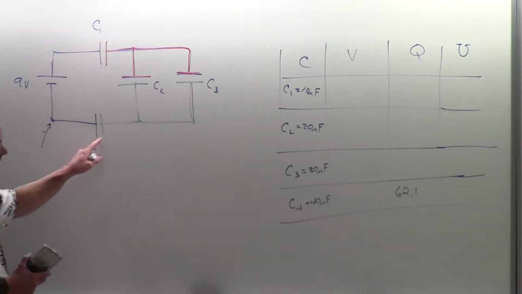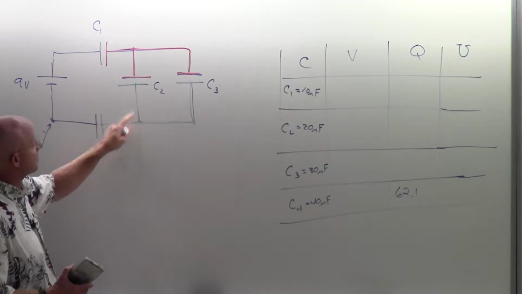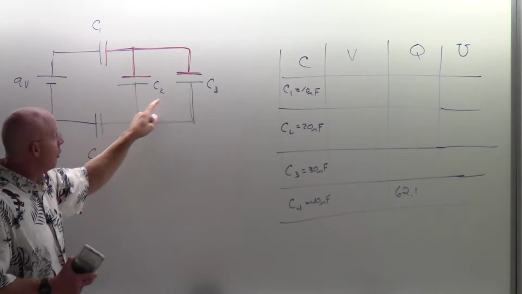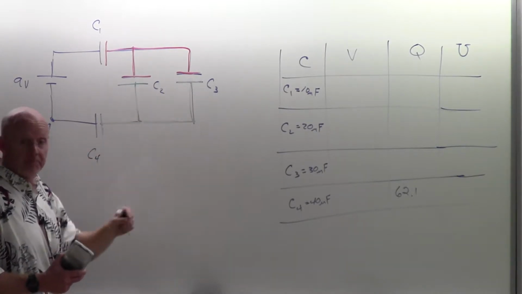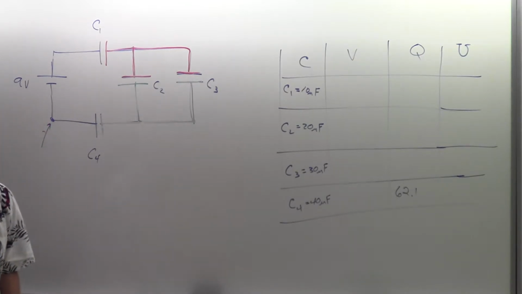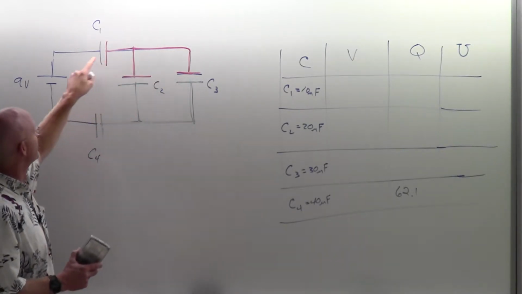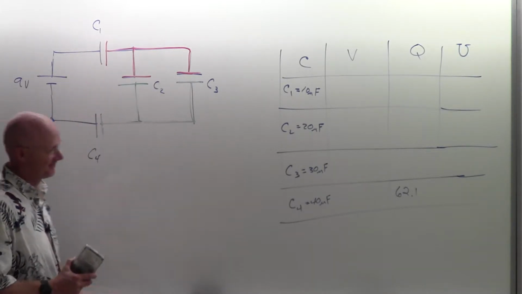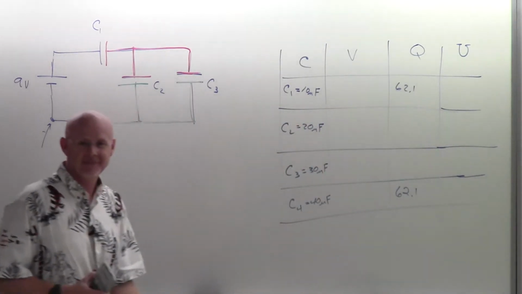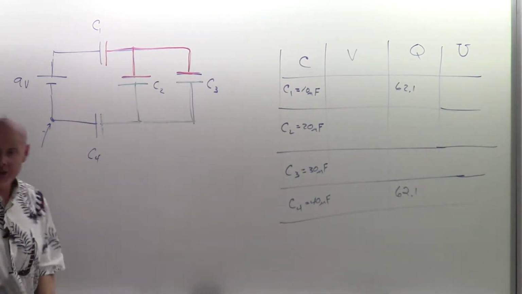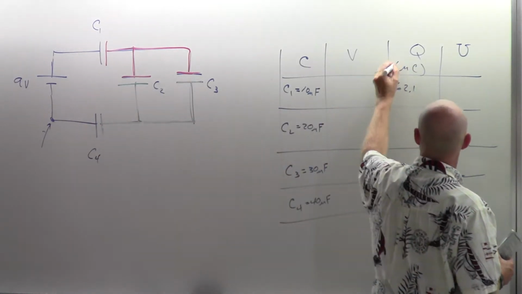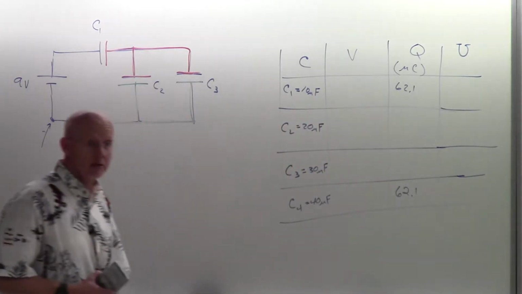Of course, as you watch it then, the 62.1 comes off and splits. So some go here and some go there. So I don't know what the charge is on these guys, but what I do know is that they add up to 62.1. Because that's going to help me here. How much charge gets onto C1? Yeah, 62.1. And so I can fill in at least 2 of those boxes, knowing how much charge is on 1 and 4.